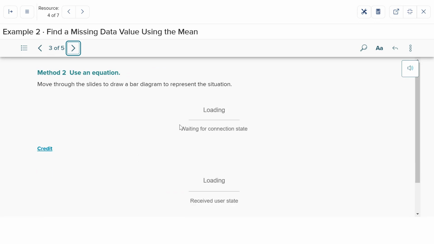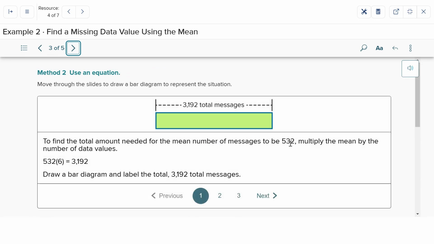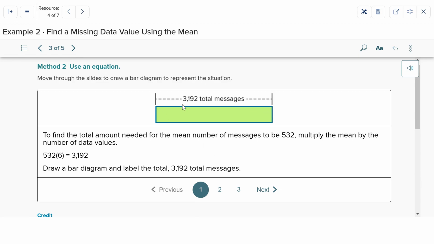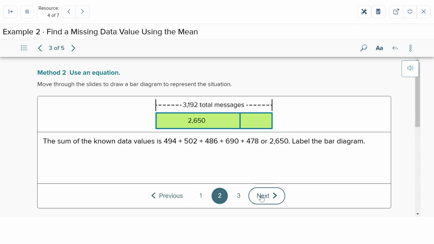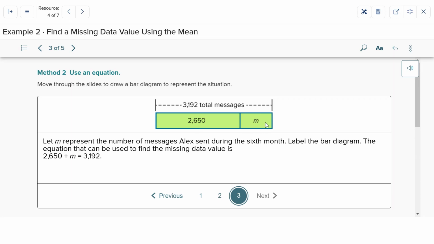Yay. Or you can use the equation, which I think most people tend to prefer. So here we go again, you can use the visual if you like. We know the total messages because we are going to take our mean that they gave us and multiply that by 6, because we have 6 months in total, and that is going to give us 3,192. Then we can add up the values we do have and get our total there, which means that that total plus our unknown, M for messages or month, will equal the total that we got by using the mean. So that will be 3,192.